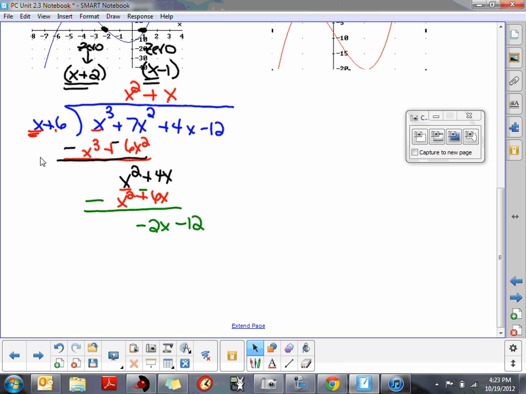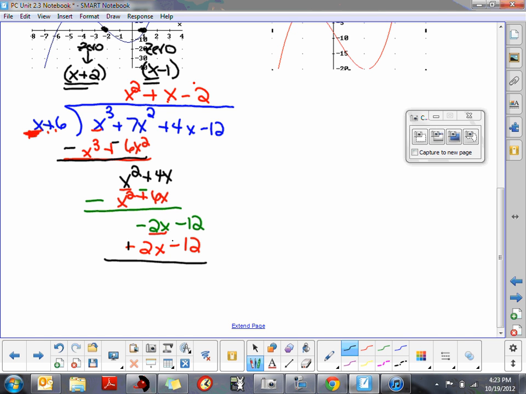Now I'm back to the same reasoning. What do I multiply this x by to get a negative 2x? So in order to do that, I'd have to multiply it by a negative 2. A negative 2 times an x is a negative 2x. A negative 2 times a positive 6 is a negative 12. I want to draw the line, change the signs, and add. And when I add, I end up with the remainder of 0. So this x plus 6 divides evenly into our original polynomial function, x cubed plus 7x squared plus 4x plus 12.